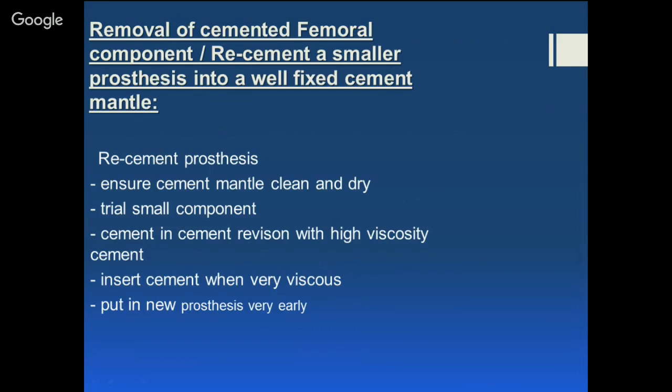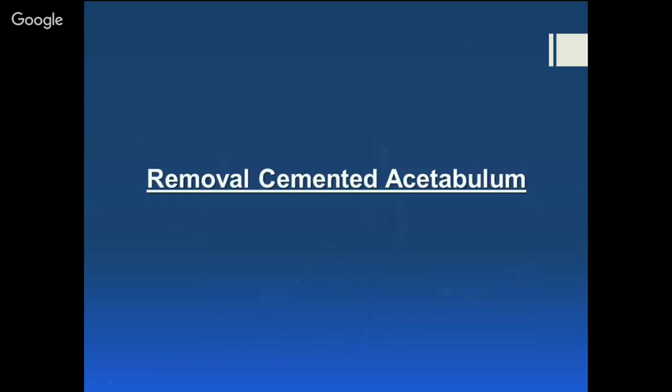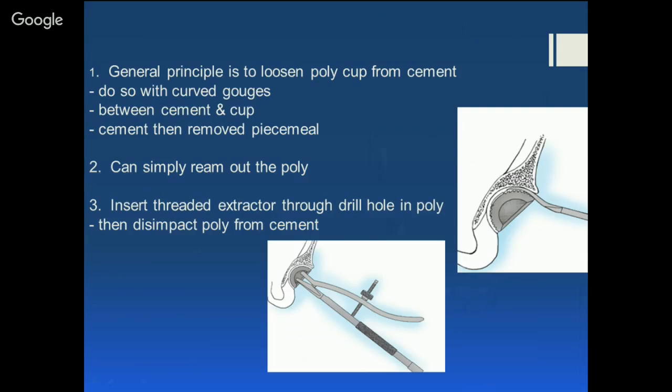Now the general principle is that if the cup is loose, it easily comes out. Otherwise we use a curved osteotome. We go between the cement and the implant interface, slowly hammering it. Then we have a special type of removing instrument. We just put it here, and then we just take it out.